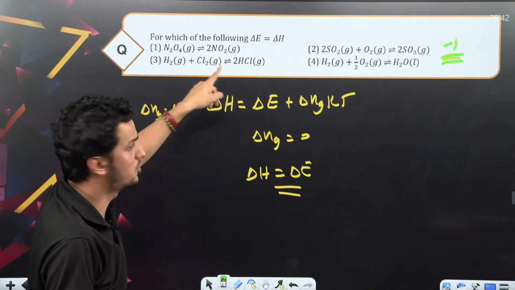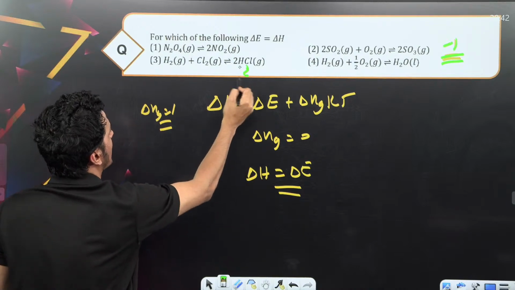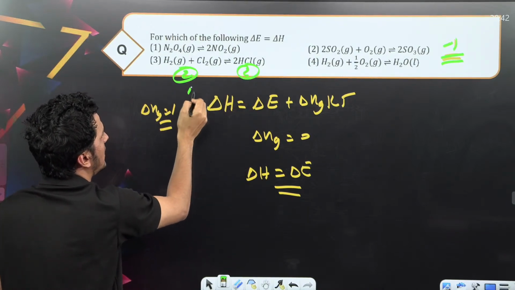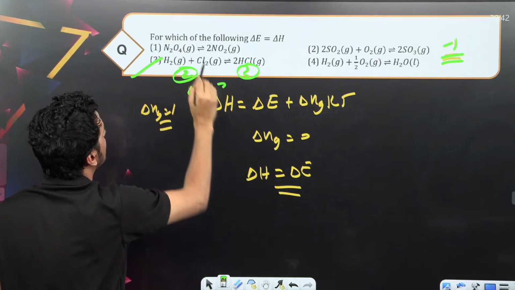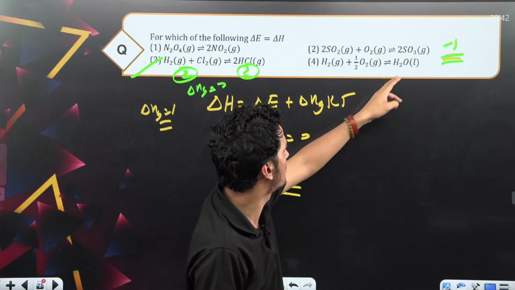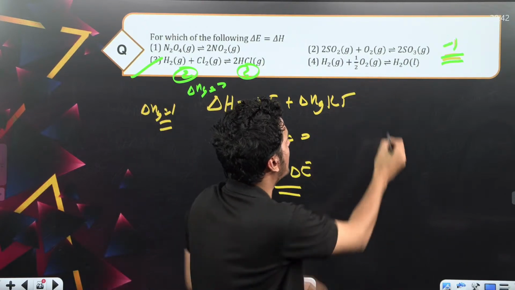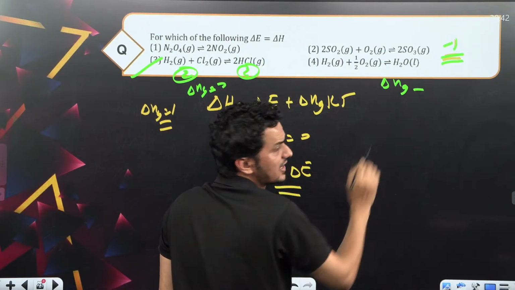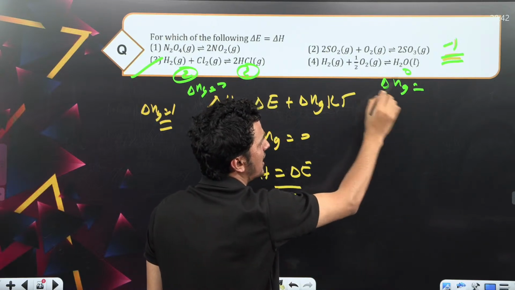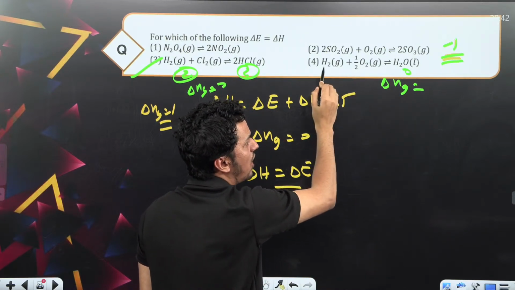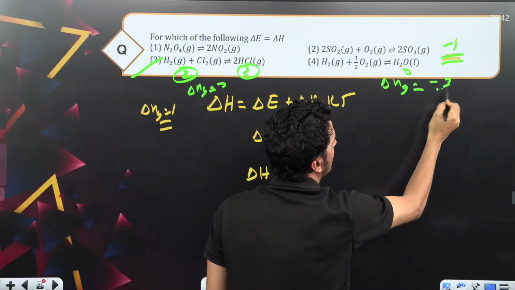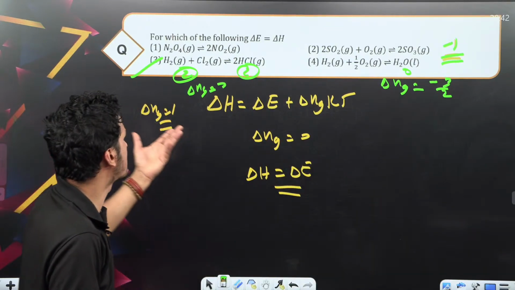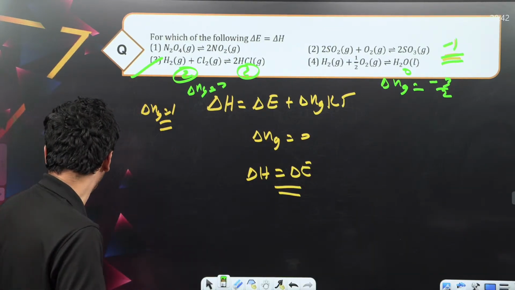What about here? 2 gas on the right hand side, 2 gas on the left hand side. So here delta Ng equal to 0. Option 3 is the correct one. Here also it is not like that. Here there is no gas, 0 gas, here half gas, here 1 gas. So minus 3 by 2. So which option is it? Third option. I hope it is okay, guys.